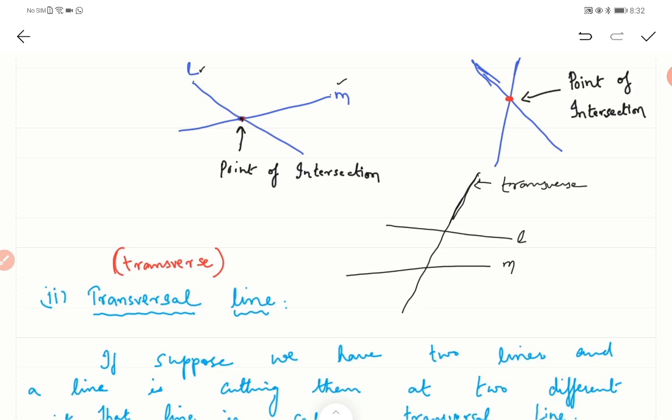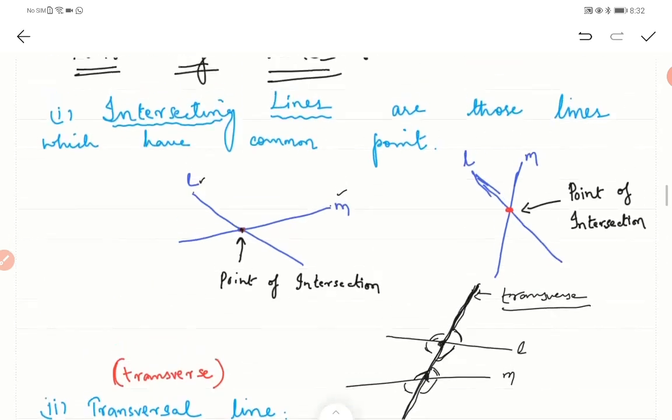This transversal line is cutting the two lines at obviously two points, isn't it? So at these two points you are going to form many angles now. There are different angles formed because of this transversal line. So now it's time for us to learn about all these. You're going to get many angles because of the transversal line cutting the two lines.